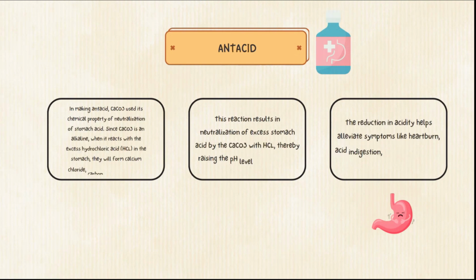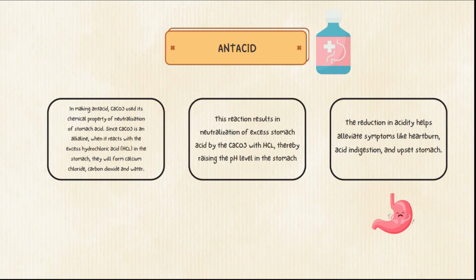After that, antacid. In making antacid, calcium carbonate uses its chemical property of neutralizing stomach acid. Since calcium carbonate is alkaline, when it reacts with the excess hydrochloric acid in the stomach, they will form calcium chloride, carbon dioxide, and water. This reaction results in neutralization of excess stomach acid by the calcium carbonate with hydrochloric acid, thereby raising the pH level in the stomach.